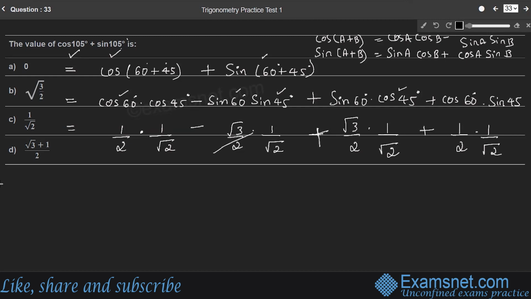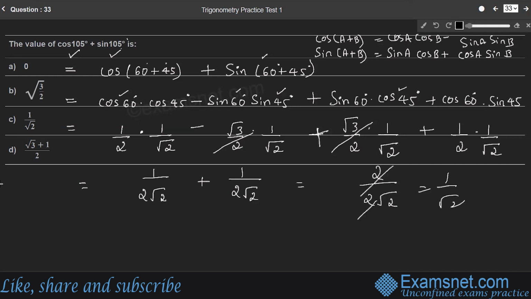Here the second and third terms get cancelled, right? Root 3 by 2 into 1 by root 2 and minus root 3 by 2 into 1 by root 2 will get cancelled. So we have 1 by 2 root 2 plus again 1 by 2 root 2, which is equal to 2 by 2 root 2, which is nothing but 1 by root 2. The 2 will get cancelled. 1 by root 2 is the final answer, option C.